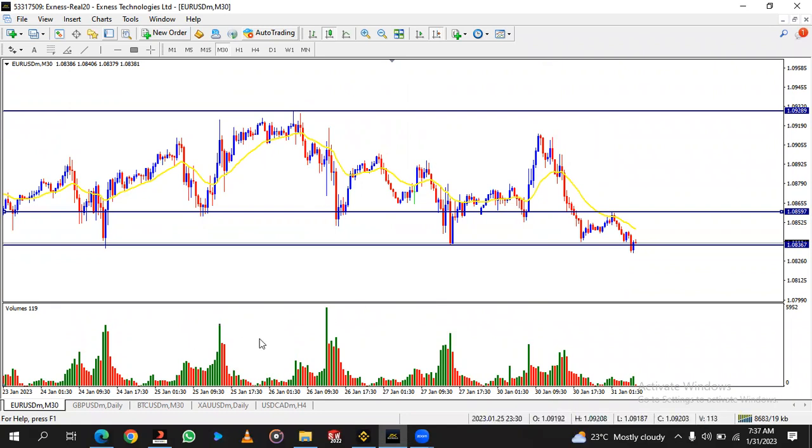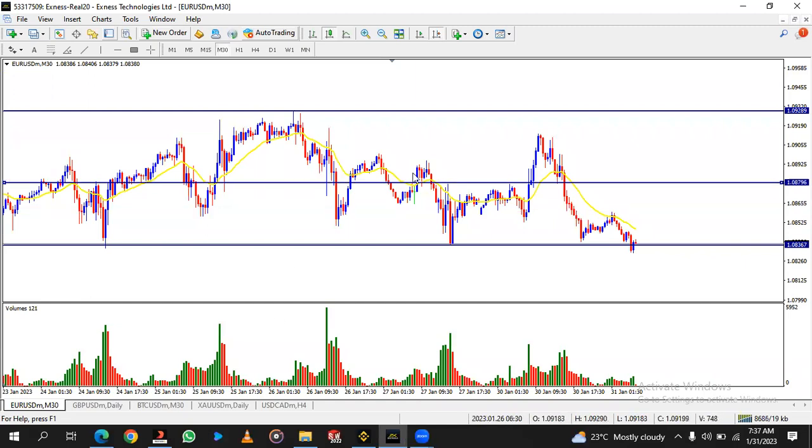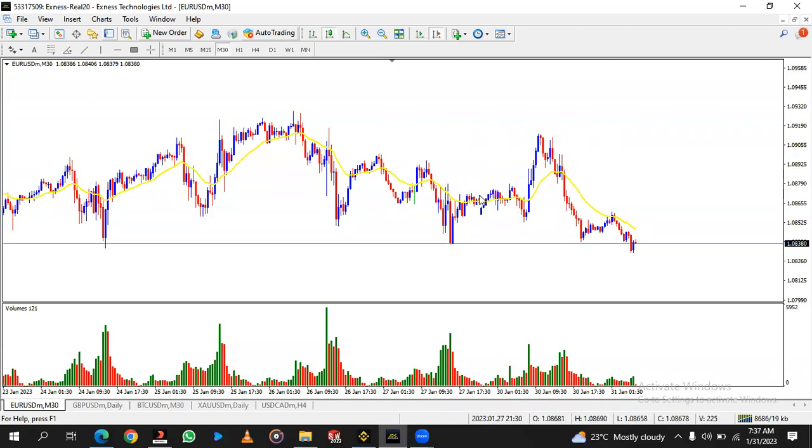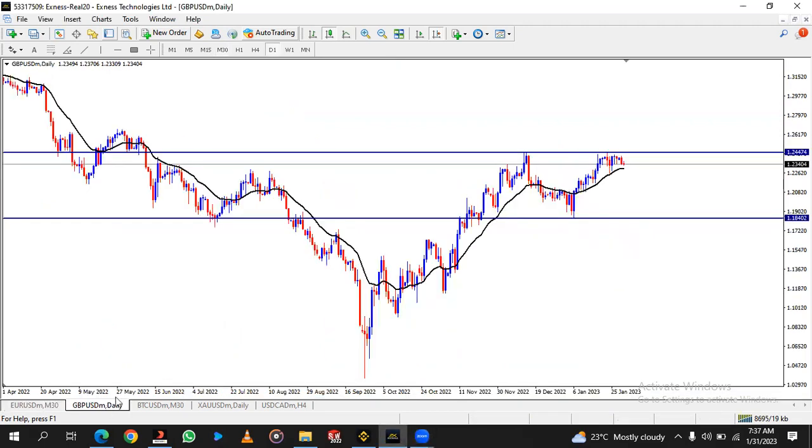So instead of taking this trade, it's better we focus on Usdcad, and it's also better to wait for the weekly close and see if we can have a break in the 4 hours. Sorry, that is for EurUsd.